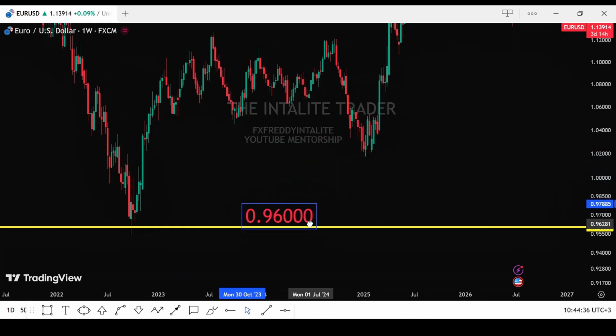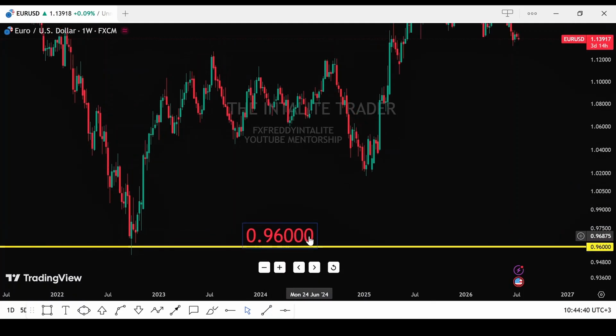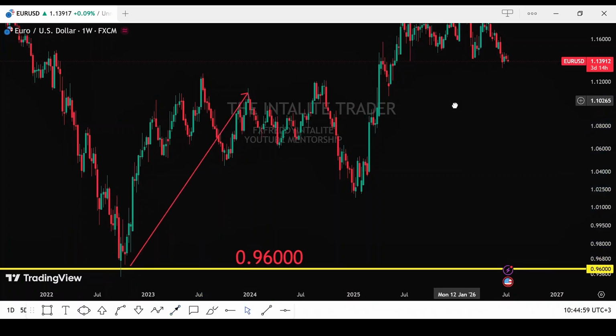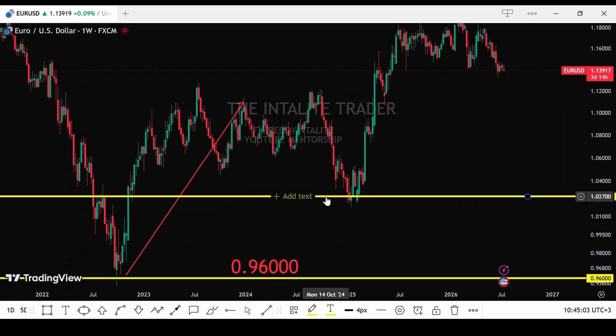So if you look at this level, it is 0.9600. If you remember our knowledge of pipettes, we don't count the fifth digit number. But price came and stopped at 0.9600 and it reversed. See, price traded away. So the same thing applies if we come to this level here.